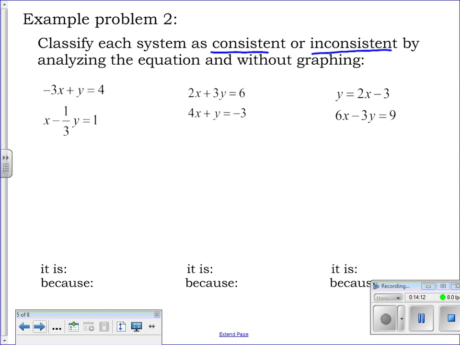So, I don't have either one of them in slope-intercept form. Very easy to do with this one. Take the top one, rearrange it by adding 3x to both sides. y equals 3x plus 4.